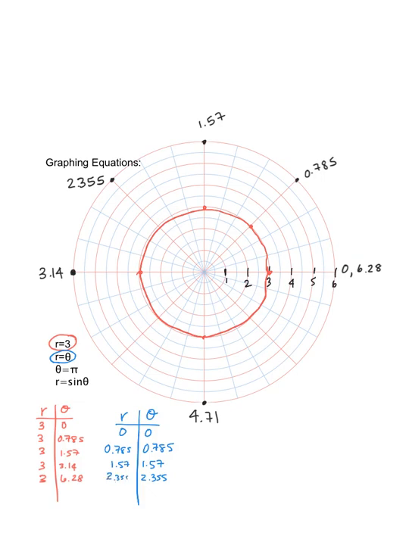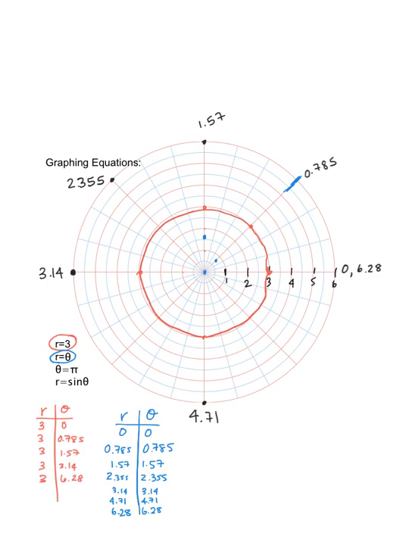Same thing here, pi. 4.71, which is 3 pi over 2. And all the way back to 2 pi, 6.28. So let's graph these. So 0, 0, easy enough, I'm here. 0.78, so that's along this line right here. And then I'm going to go to 0.78, which is somewhere in here. And then 1.57, in between 1 and 2.